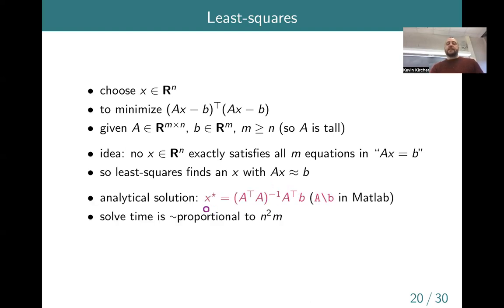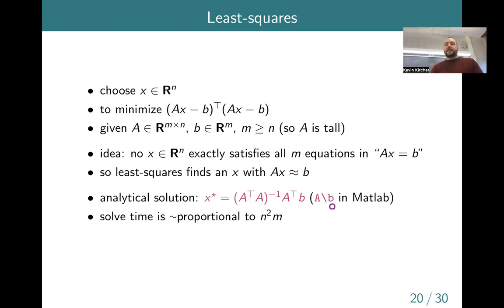So this thing has an analytical solution, which is super famous. This thing here, (A transpose A) inverse times A transpose, is called the pseudo-inverse, or the Moore-Penrose pseudo-inverse of the matrix A. So you just compute that pseudo-inverse, and then you multiply it by the matrix B.